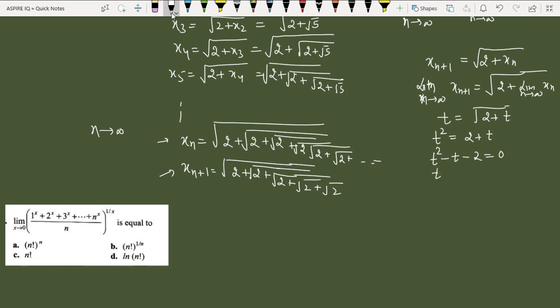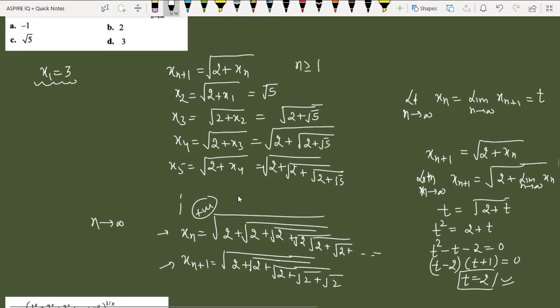So factorize it: t minus 2 and t plus 1. T is equal to 2, because xn is always positive, so the answer will be 2. So your answer is 2. I don't think you have any doubt. Still, if you have any doubt, just comment in the comment box and I will try to resolve it.